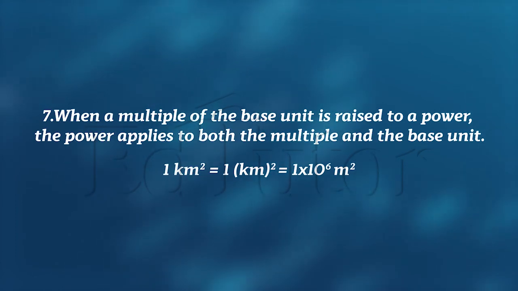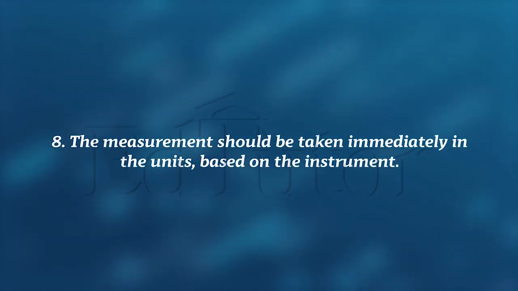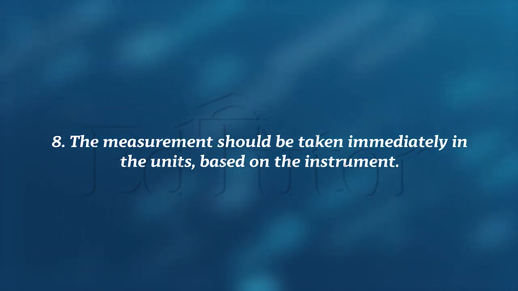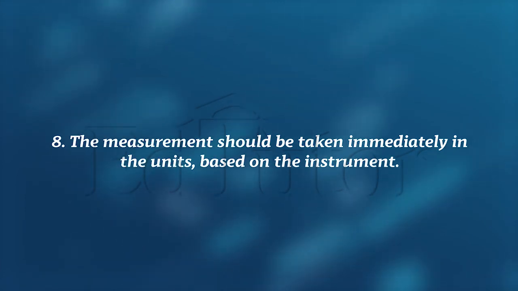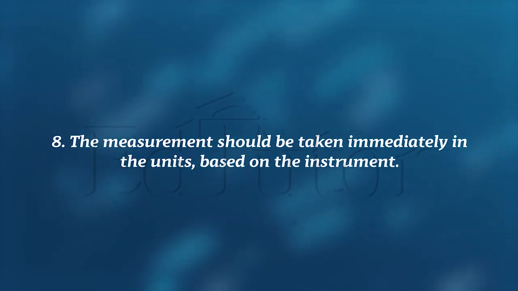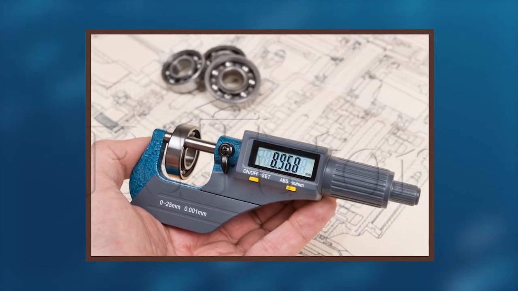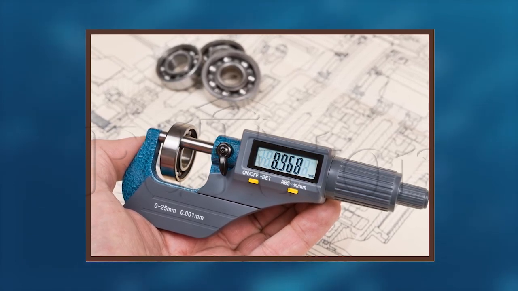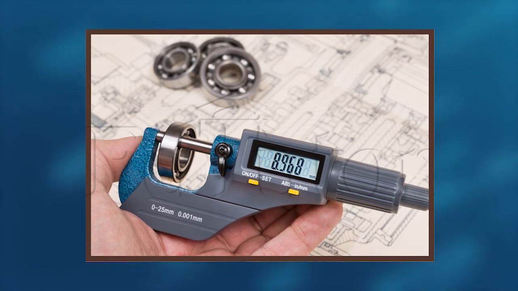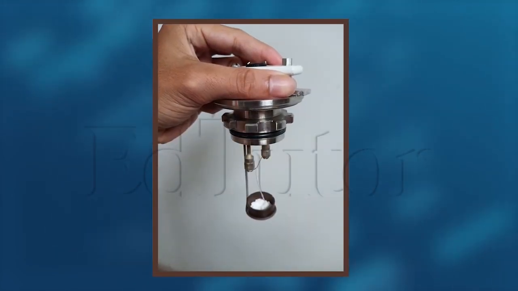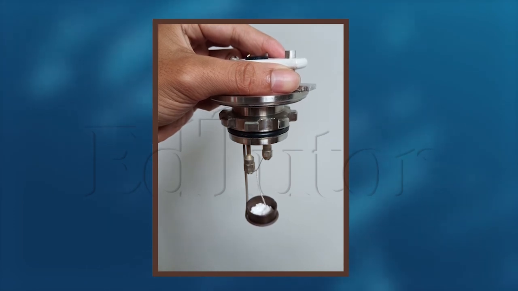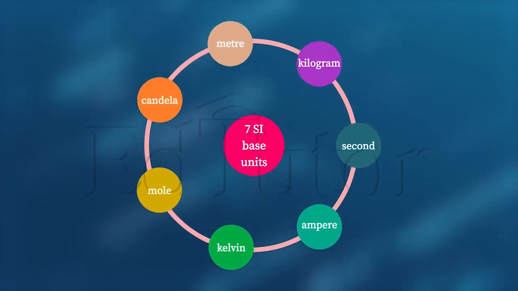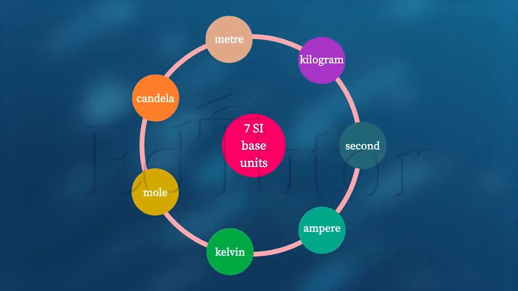The final and the most important point, point number 8. It says that in practical work, the measurement should be taken immediately in the units based on the instrument. For example, if you are using a micrometer screw gauge, it measures in millimeters, right? So, the readings are recorded in millimeters. Similarly, mass obtained from the calorimeter is noted in grams. After the readings are recorded, you must convert all readings into the SI units before the final calculations.